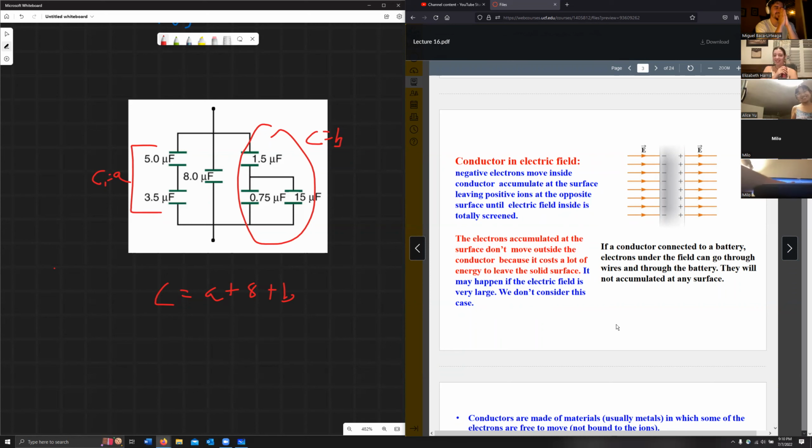Conductor in the electric field, negative electrons move inside. Oh, I think he wrote this a little weird. I'm going to say the way I think it should be written: negative electrons inside the conductor move to accumulate at the surface, leaving positive ions at the opposite surface until the electric field inside is totally screened.